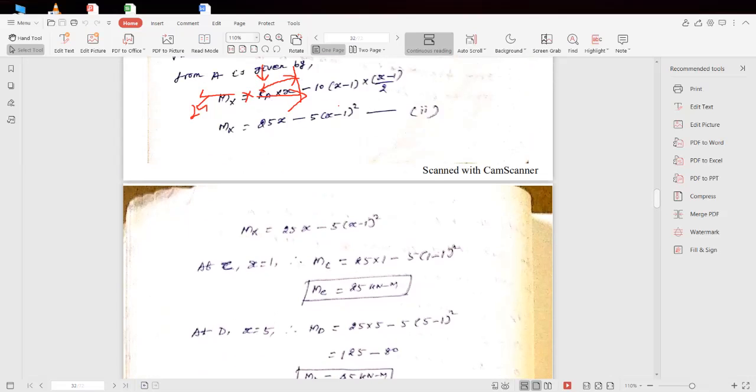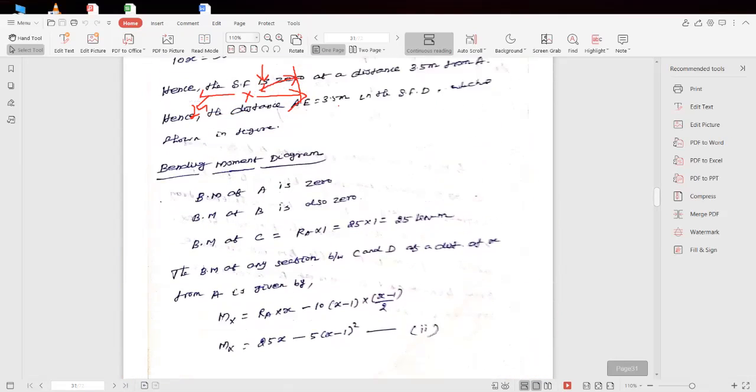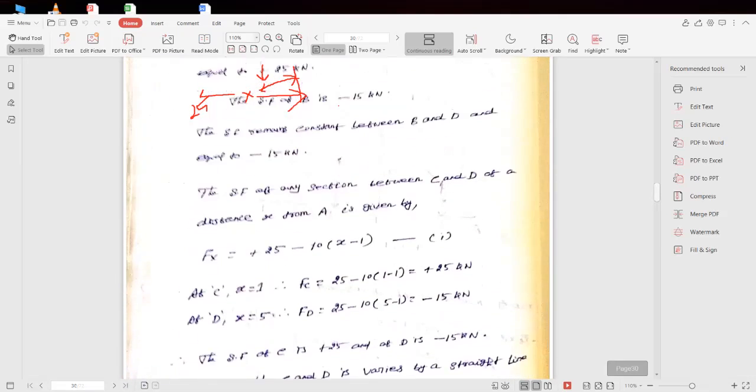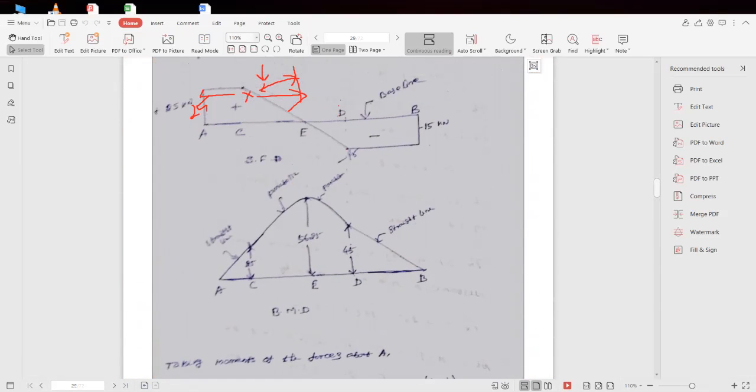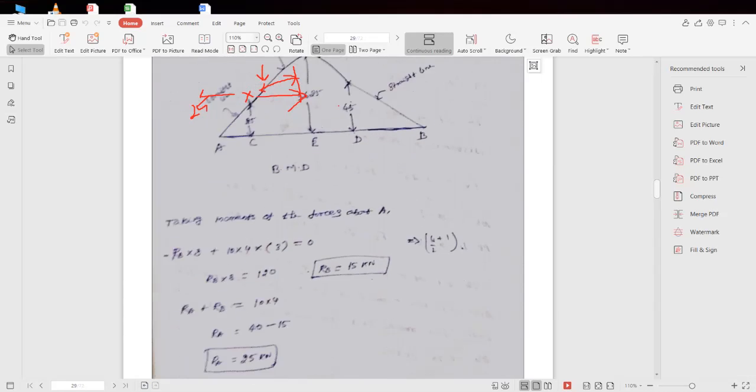Here you can see the equation in terms of (x minus 1) the whole square, so the bending moment curve is parabolic. Here you can see the bending moment: at point C it is 25, and at point E the maximum bending moment, parabolic, is 56.25. Then at point D, parabolic, it is 45. Wherever the UDL comes, there you draw a parabola. Wherever the point load comes, there you draw a straight line. From 45 it comes to 0 after that. So this is 0. This is how you have to draw the bending moment diagram.